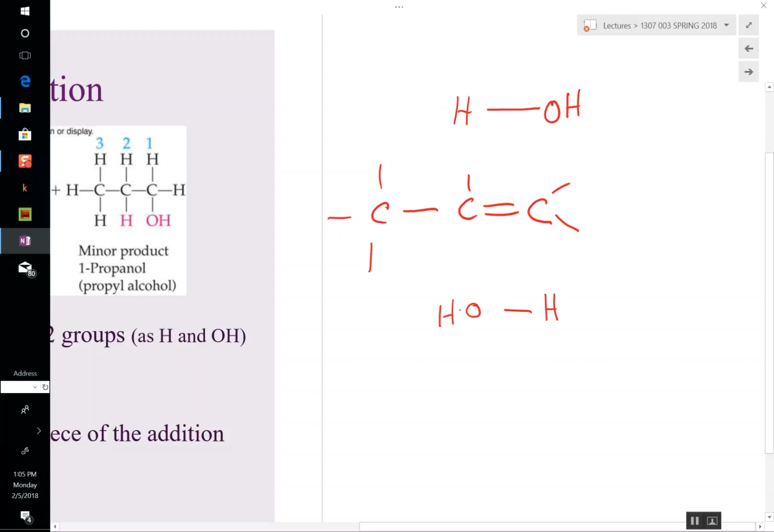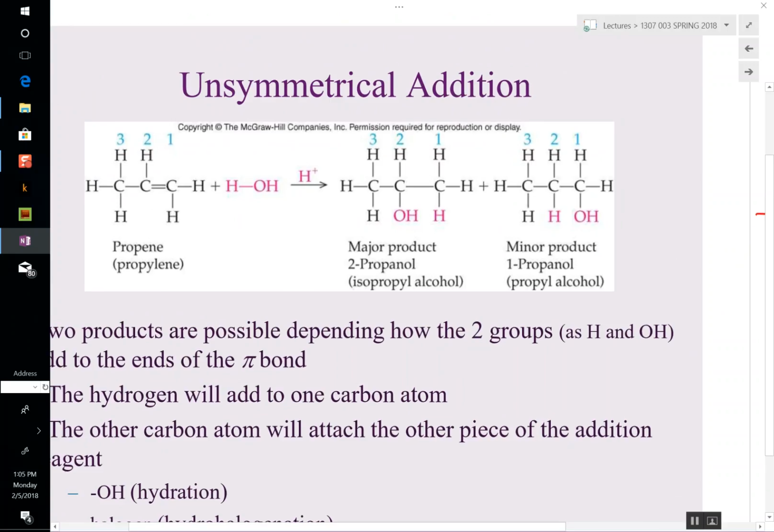You see that? Now, because the molecule is unsymmetrical, the two parts of it are different, which gives rise to two products that can be formed. Here it is where the hydrogen went on the end and the OH went in the middle, right where the double bond was. You get the hydrogen here and an OH here. Here is where the hydrogen went in the middle and the OH went on the end.